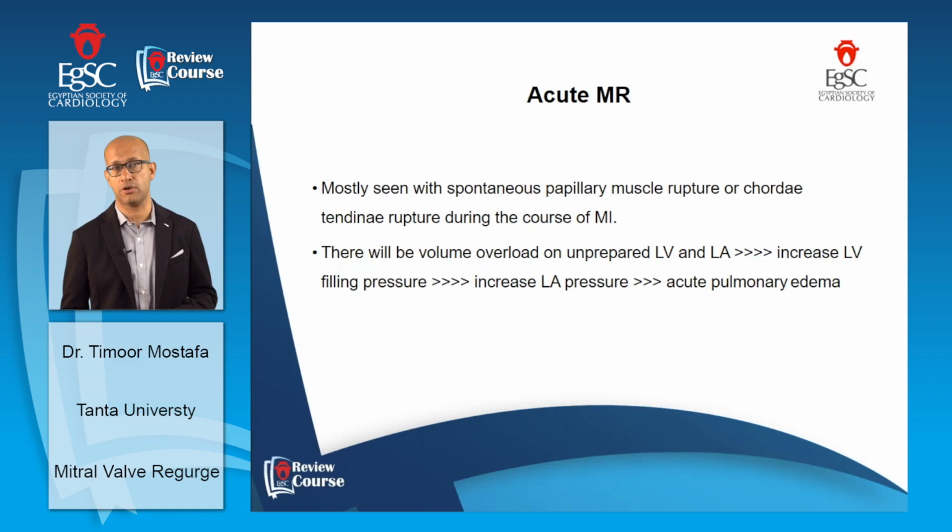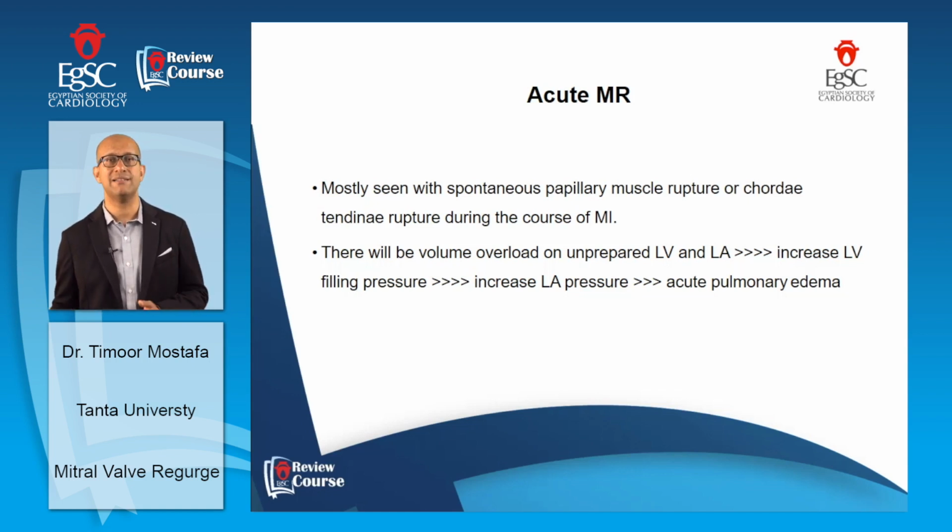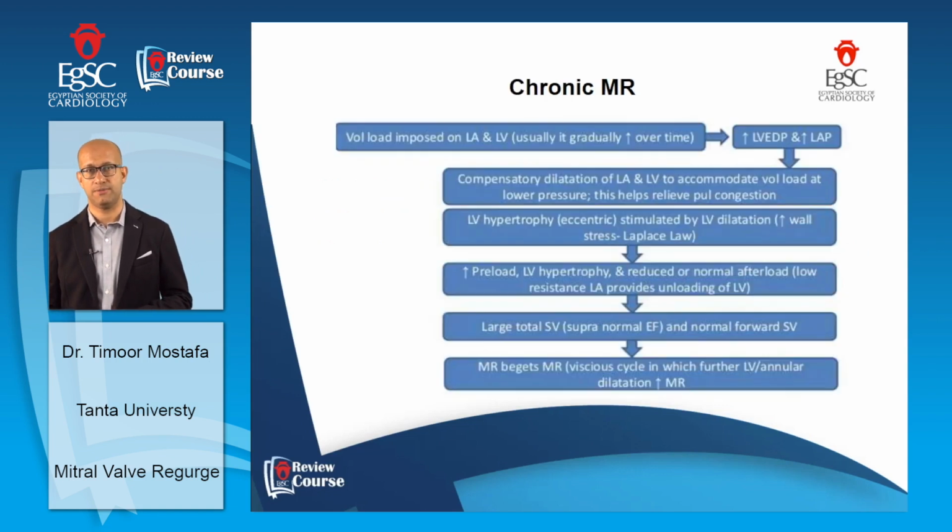In acute mitral regurg, mostly seen with spontaneous papillary muscle rupture or chordae tendineae rupture during the course of myocardial infarction, there will be volume overload on an unprepared left ventricle and left atrium, leading to increasing left ventricular filling pressure, increased left atrial pressure, and it will end by acute pulmonary edema.